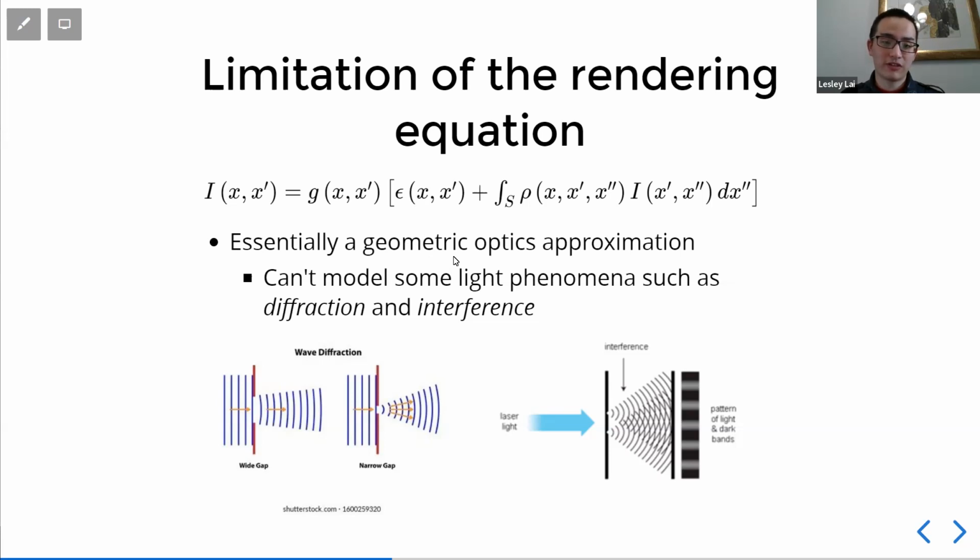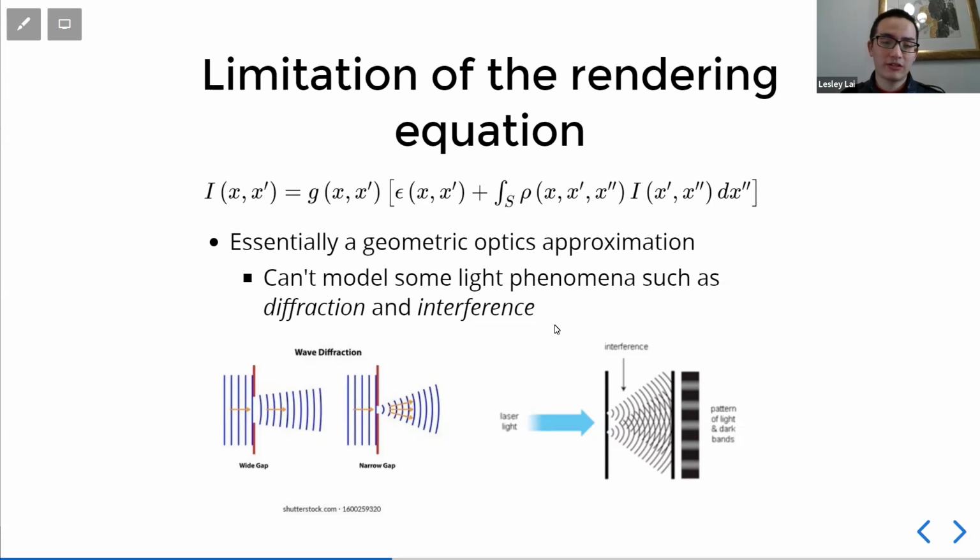light phenomena. For example, wave diffraction, which happens when we have a really narrow gap and a huge obstacle. If this narrow gap is almost as small as the wavelength, then we get this interesting effect of the wave, when we have a wave pass through, and then we have the wave scattered into all directions. And this is one of the effects we can see in light in the real world, but can't be represented in the rendering equation.